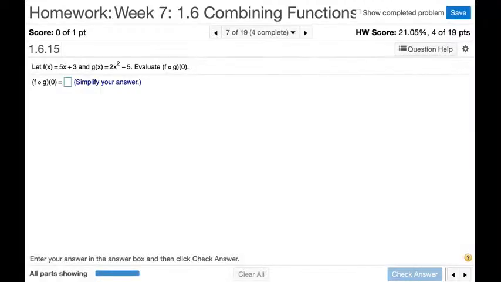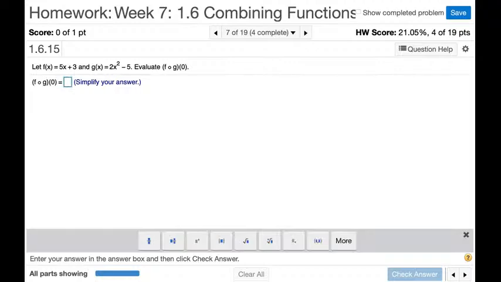F of g of 0, right? So we plug in 0 into g, that's going to be a negative 5. Negative 25 plus 3 is negative 22. Okay.